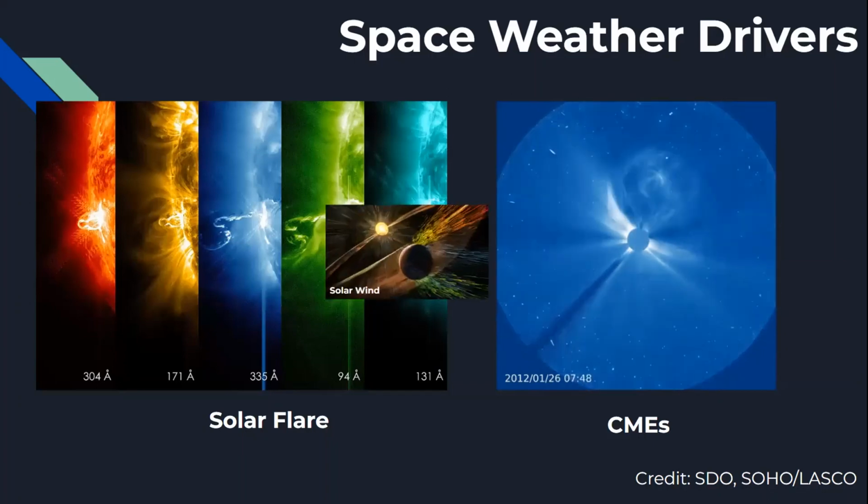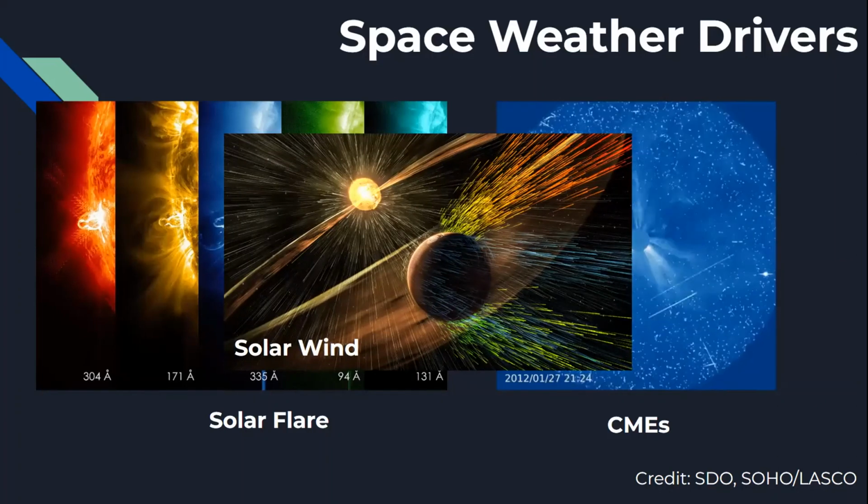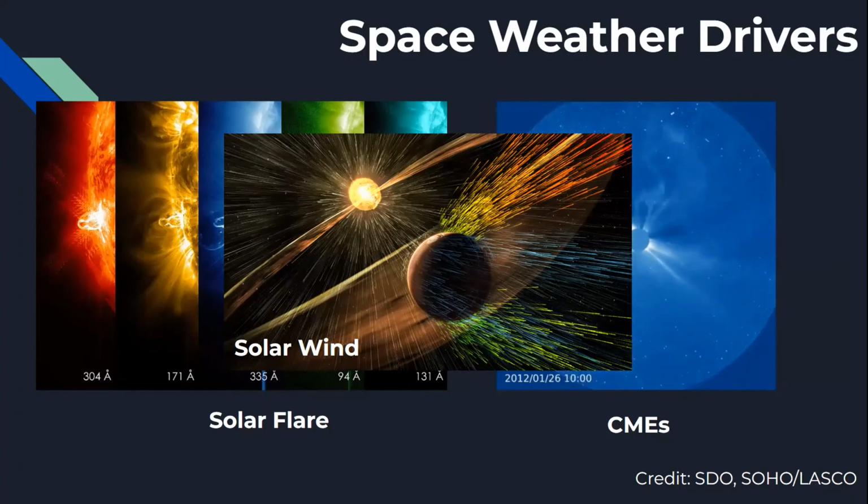Another space driver is the solar wind. These are energetic particles which are coming constantly from the sun, and they interact with Earth's magnetic field, and they can affect it as well, because we also see auroras. They can also be a consequence of these space weather drivers.